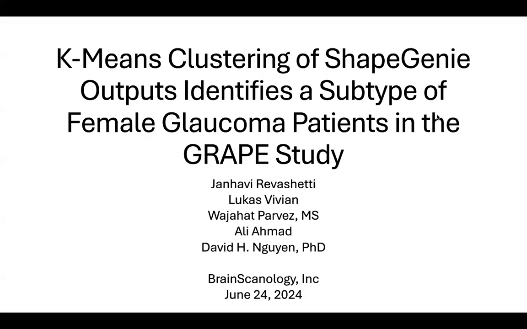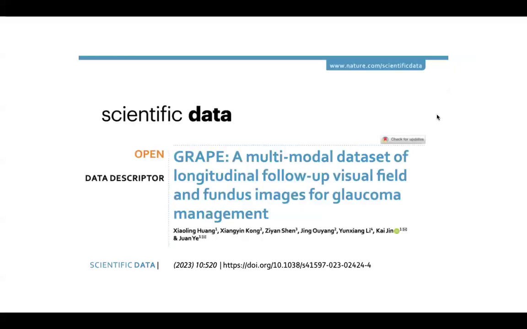Hello, my name is Jean-Pierre Pichetti, and in this presentation, I'll be discussing Brain Scanology's research on identifying morphological subtypes in glaucoma using the GRAPE dataset. The GRAPE dataset is a public, open-source dataset originating from China that consists of fundus images of normal and glaucoma-affected eyes in both females and males.